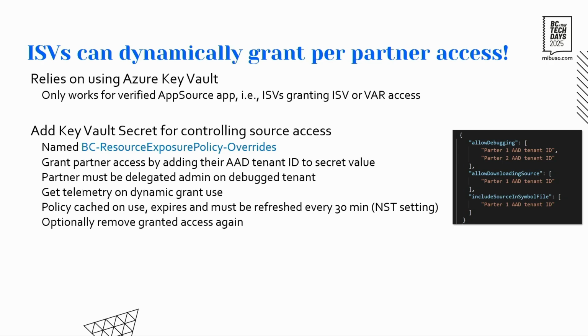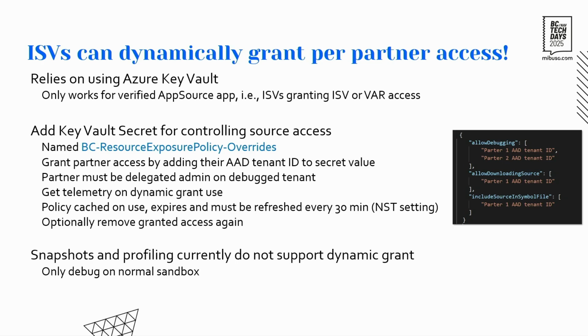Typically, publishers don't want to grant downloading source because it's a bulk download, and it's easy to get IP. It's a little harder in debug, but in theory you could brute force fetch during debug as well. But it is still something where publishers are in control. And then you can take that grant away after a period of time as well.